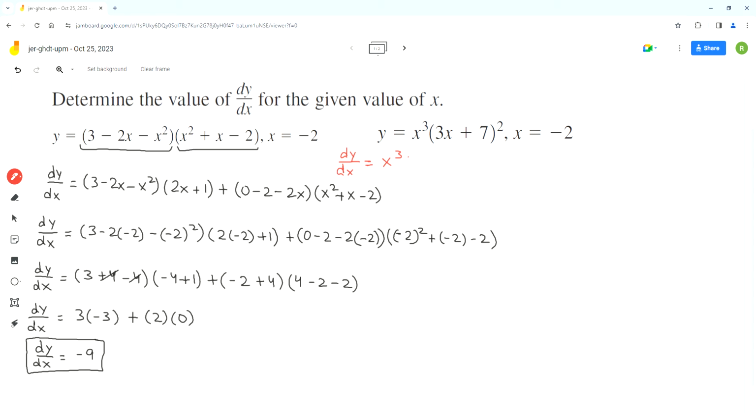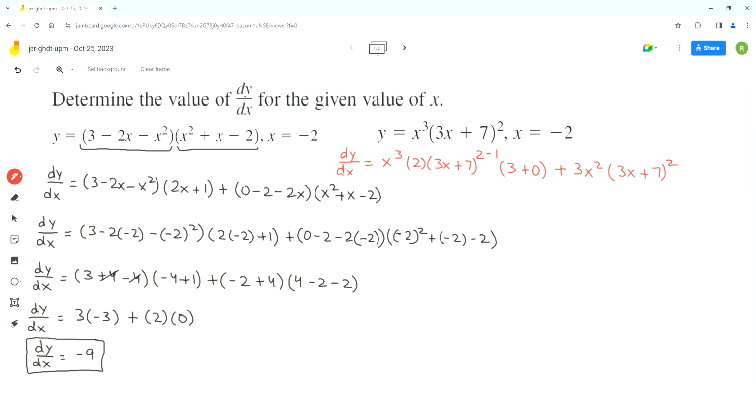So here we'll have to use the power rule. So 2 times (3x plus 7), then exponent 2 minus 1, times the derivative of the inner function, and that will just be 3 plus 0, then plus now the derivative of the first function. So we'll use the power rule and we get 3x squared times the second function, which is (3x plus 7) squared.